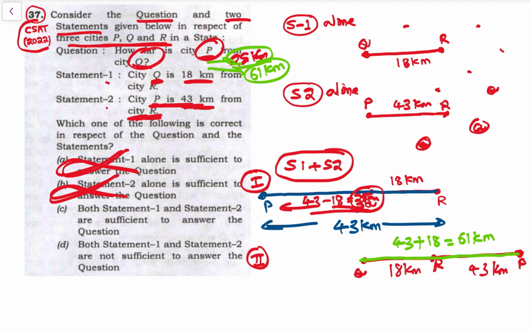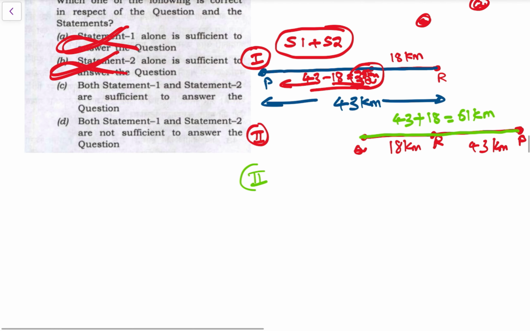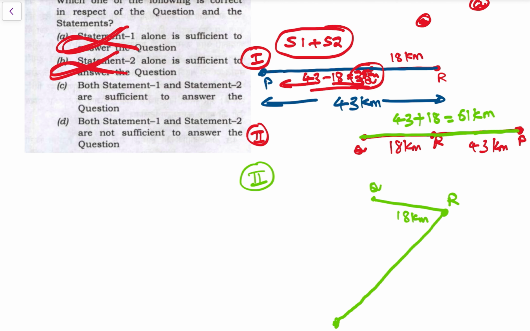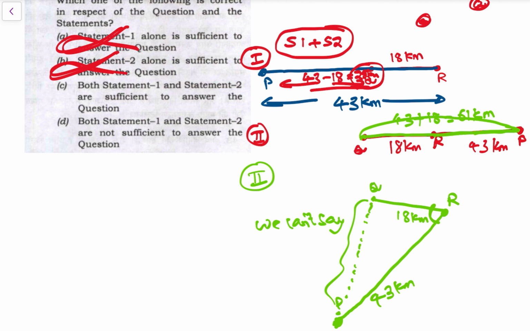Then the third possibility. Q and R is 18 kilometers, and R to P is 43 kilometers. So P is here, and this is 43 kilometers. Then city Q to P we need to know. Q to P, this one, we cannot say how many kilometers. We don't know the angle. So how can we say? We can't say the distance.